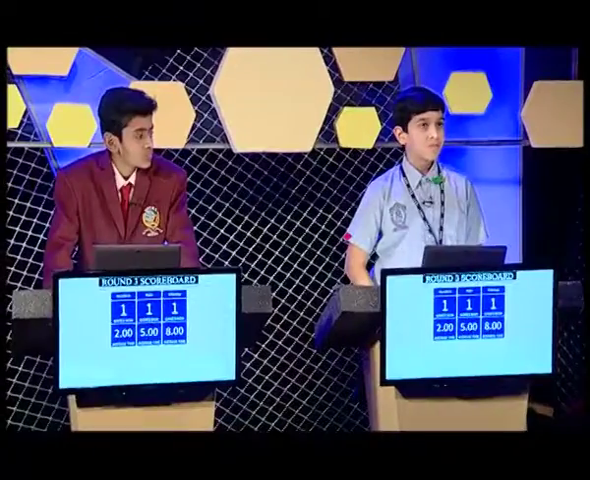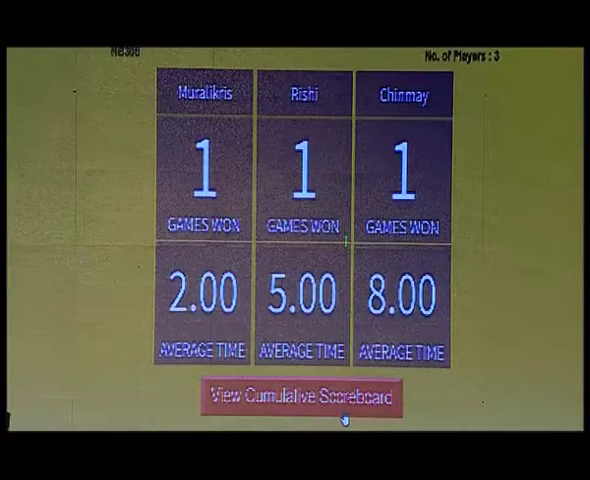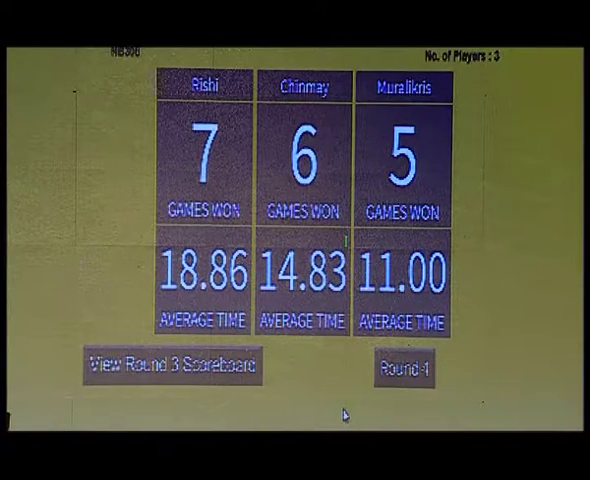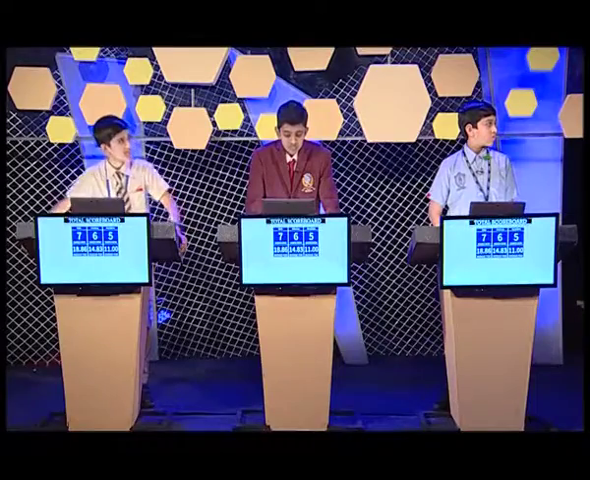So you do understand that average times start counting into the picture now, and because of the average time, the round 3 scoreboard looks like this. Having added this to the overall score, the overall score, according to me, should have something like 6 or 7. My math may be a little off, so let's take a look at the cumulative scoreboard. I was right: 7, 7 and 6. 7 to Rishi, 6 to Chinmay, 5 to Murali.